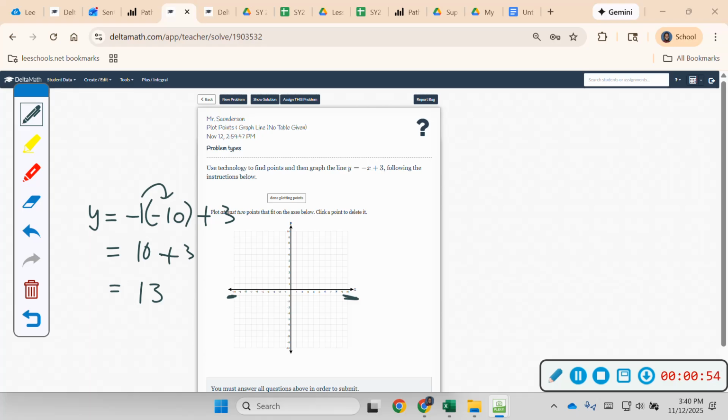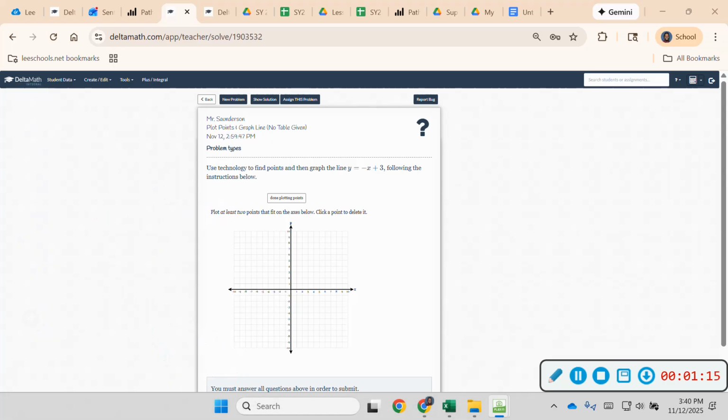So then you go to the next number, negative 9. You plug negative 9 into your equation, and when you multiply, that would be positive 9. 9 plus 3 is 12, but can 12 fit on here? No. So then you go to negative 8. But this can be tedious, guys, so this is what you can do with your calculator.